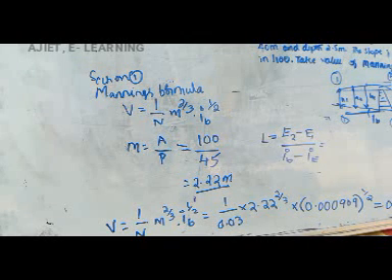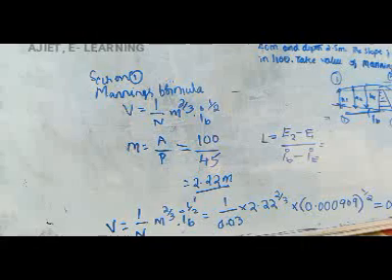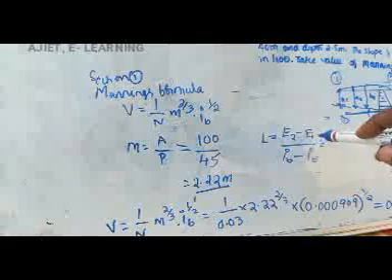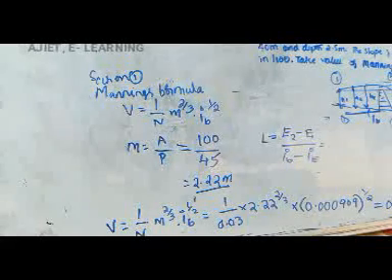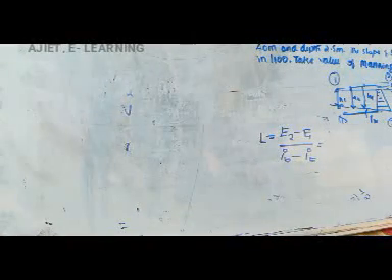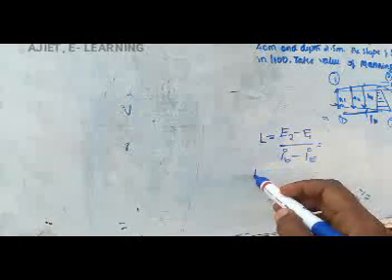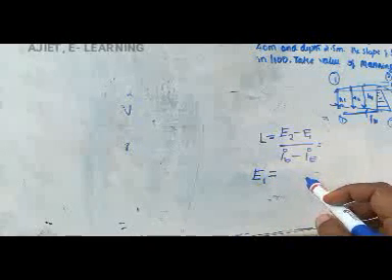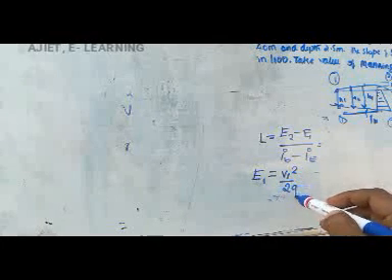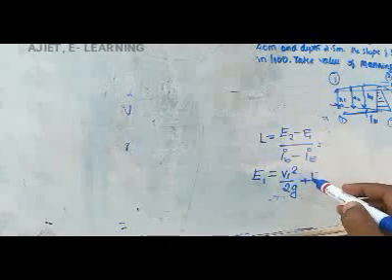So E2 is the energy at section 2 and E1 is the energy at section 1, and this is the bed slope and this is the energy slope. For the energy at section 1, we have the general formula that we all know: E1 is equal to V1 square by 2g plus H1.